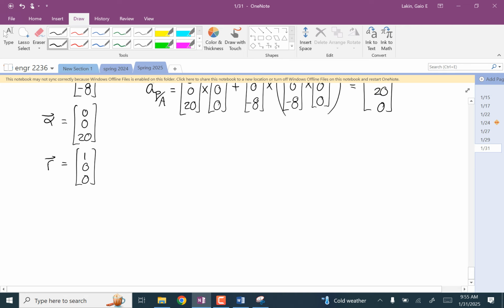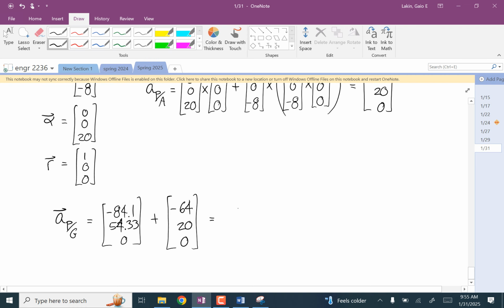Now put it all together. The acceleration of P relative to the ground is equal to negative 84.1, 54.330, plus negative 64, positive 20, 0. And you get negative 148.1, 74.330.